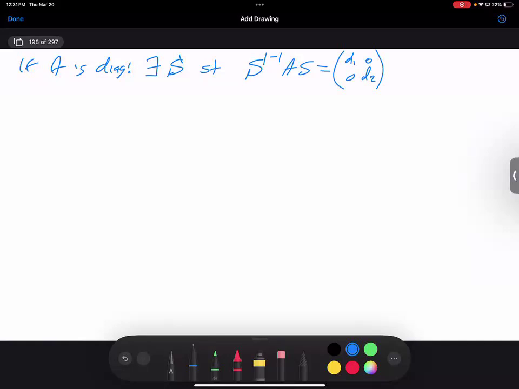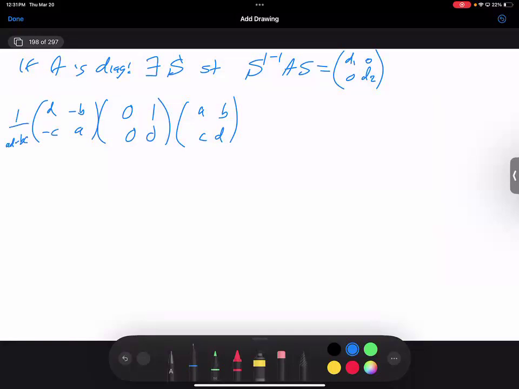Well, let's look. If I give you the matrix 0, 1, 0, 0, take A, B, C, D. What's the inverse of A, B, C, D? It's D, minus B, minus C, A, times 1 over AD minus BC. And if you check, you can see it. You get AD minus BC for the upper left coordinate, so this works. 2 by 2 inverses, yes.